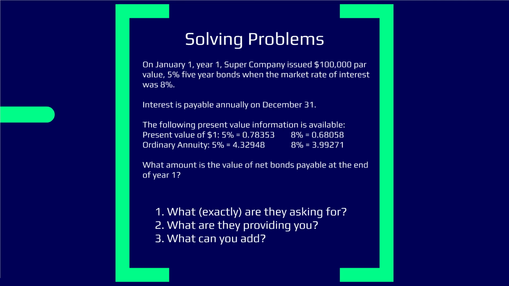And what can you add to the calculation? If they're giving you a 5 period factor, you can add or subtract one of the factors as you needed by multiplying times the discount rate.